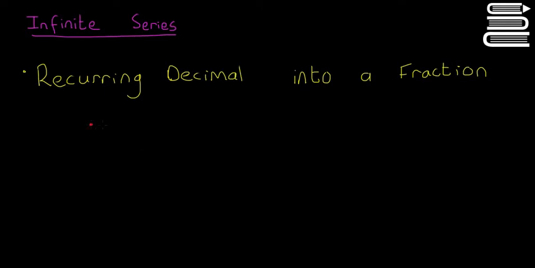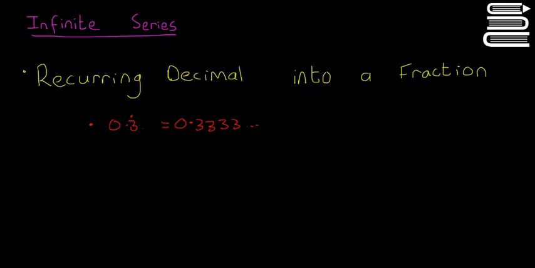The first one will look something like this. It could be 0.3 with a dot over it. That's a recurring decimal, and it means 0.33333, and that goes on forever. So it doesn't end. That's what a recurring decimal means: a decimal that repeats and goes on forever.